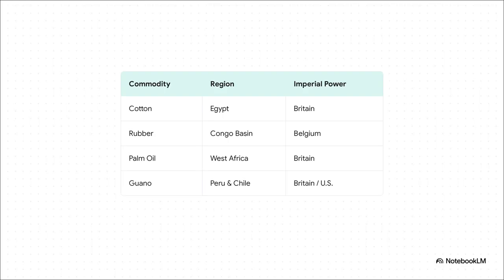This table gives you a fantastic snapshot of what I'm talking about. Egypt's economy was totally re-engineered to grow cotton for Britain's textile mills. The Congo Basin was brutally exploited for rubber, which was needed for industrial belts and tires. West Africa for palm oil. And get this, even guano, which is basically bird droppings, from Peru, became this super important fertilizer for farms in Europe. Each place was turned into a specialized cog in the giant industrial machine.